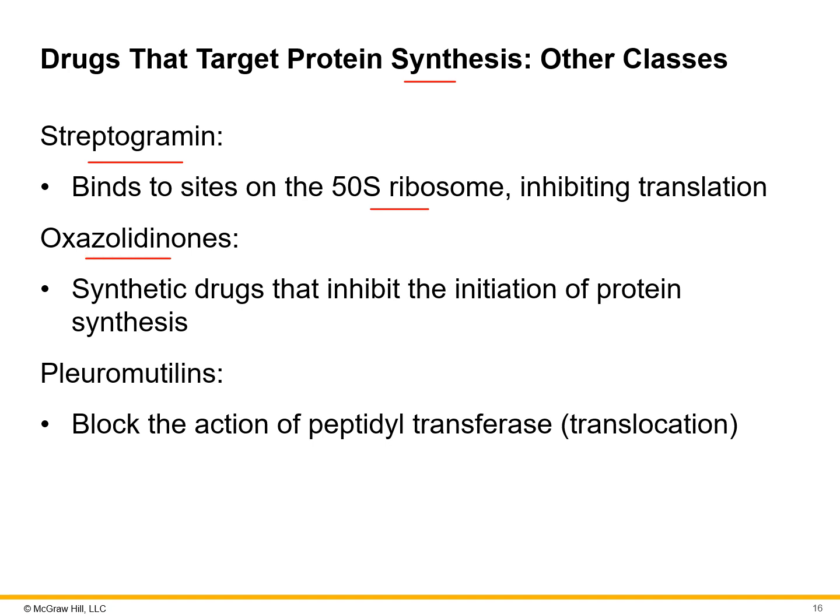Oxazolidinones, these are synthetic, and they inhibit initiation or the beginning of protein synthesis. And then the pleuromutilins, they inhibit the translocation, so the movement of the ribosome down the messenger RNA to make that protein.